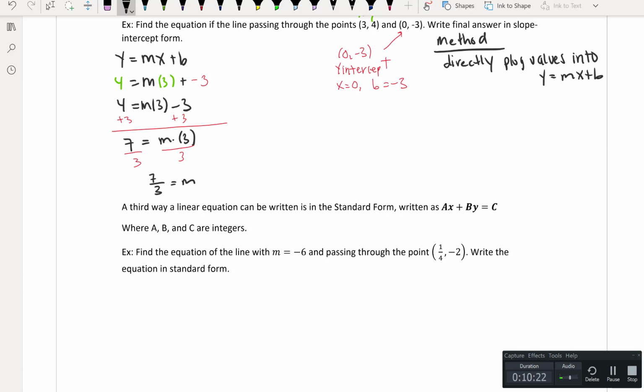So now I have all of my information. I have that my b value was equal to -3, and I also have that my m value is equal to 7/3. So now when I rewrite it, I'm going to say that y is equal to my m, which is 7/3 x, and my b value, which is -3. So that'll give me my final answer in slope-intercept form.